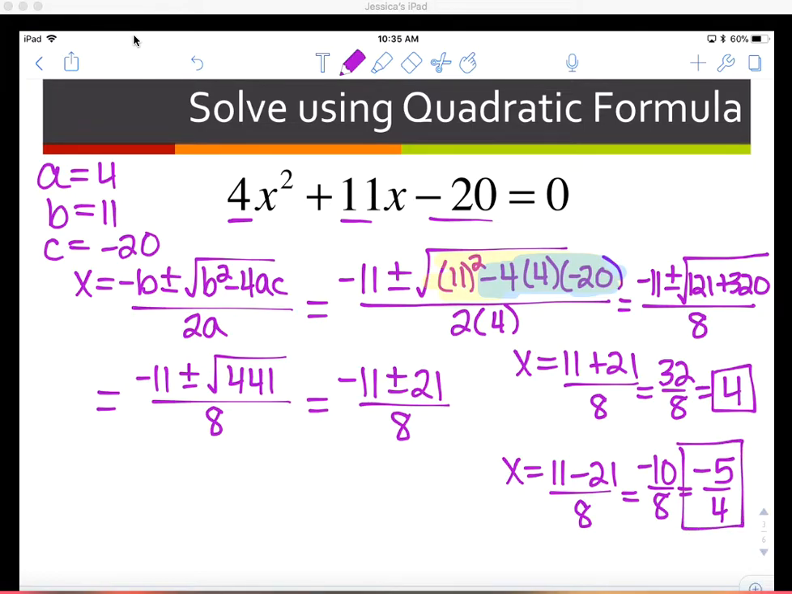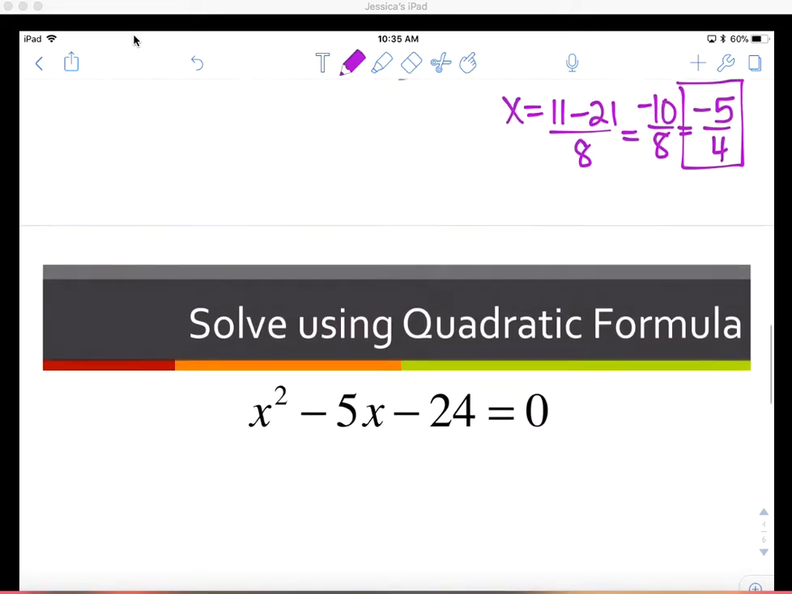Basically with the quadratic formula, the steps are going to be very similar every time. You're going to plug everything in and then simplify what's underneath the square root. You always want to give your answer in the most simplified form as possible. Let's look at another one.